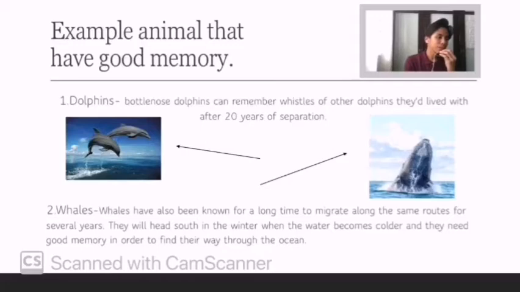Example: animals that have good memory. Number one, dolphin. Bottlenose dolphins can remember other dolphins they lived with after 20 years of separation. Number two, whales. Whales have long been known to migrate along the same routes for several years. They head south in the winter when the water becomes colder, and they need good memory in order to find their way to the ocean.